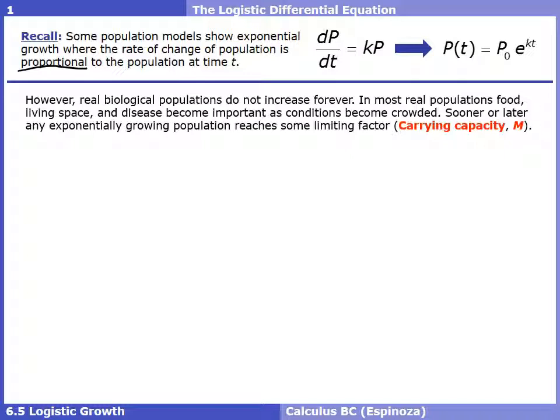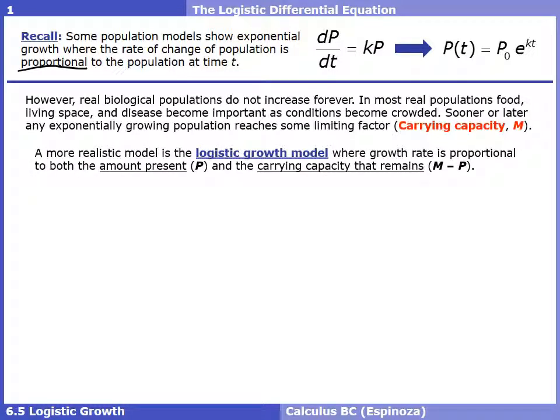In biological populations, they don't increase forever. In most real populations, food, living space, disease, and many other factors become important as conditions become more crowded. Sooner or later, any exponentially growing population reaches some limiting factor, which we call the carrying capacity, symbolized by the capital letter M. So a more realistic model is logistic growth, where the growth rate is proportional both to the amount present and the carrying capacity that remains.